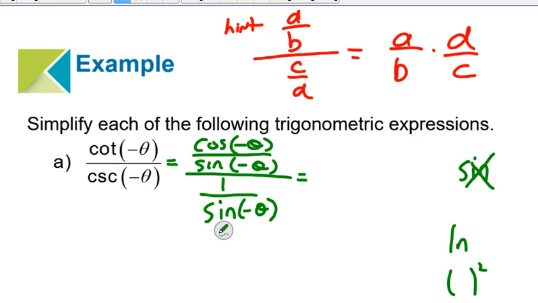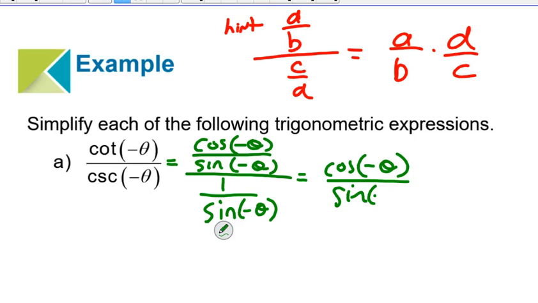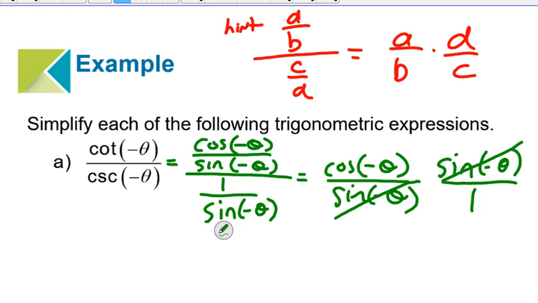Next thing I'll do, if I have a complex fraction, you get rid of my complex fraction. Right? And when I divide by a fraction, it's the same thing as multiplying by the reciprocal. So it's the numerator times the reciprocal of 1 over sine negative theta, which is sine negative theta over 1. And then this happens, which is good, right? Which I'm asked to simplify. So that's a big simplification step. And then I'm left with this.